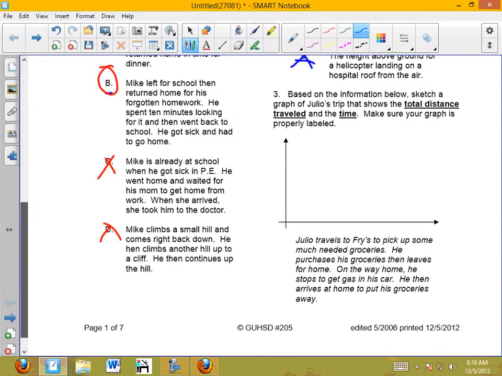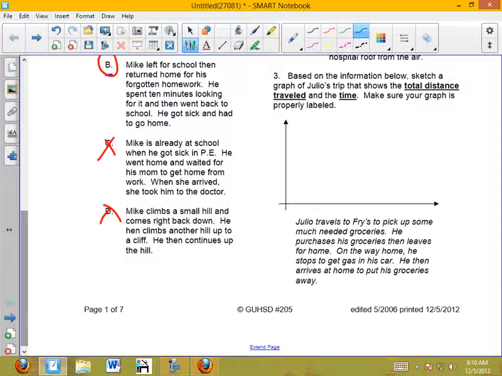Okay, based on the information, sketch a graph. You want total distance, so total distance has to go here. And time has to go on the bottom. These two have to be on your graph for it to be right on the test. Okay?